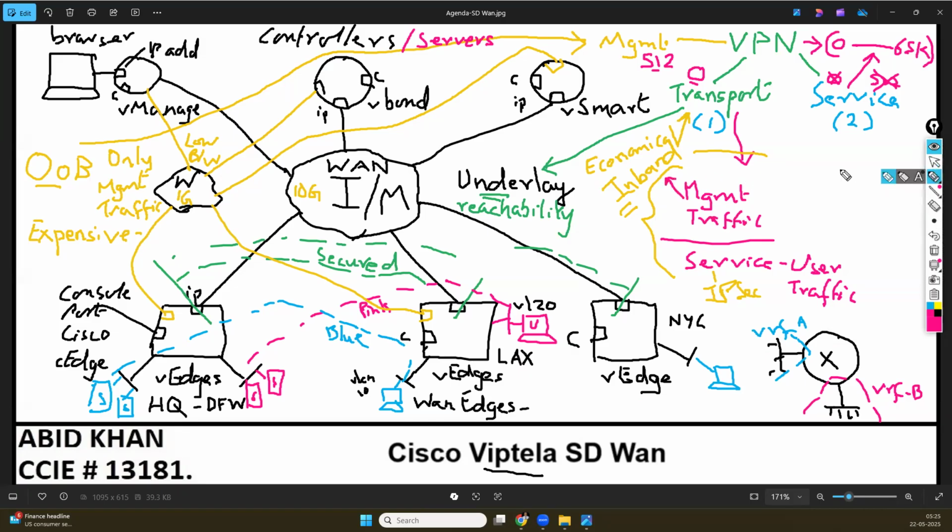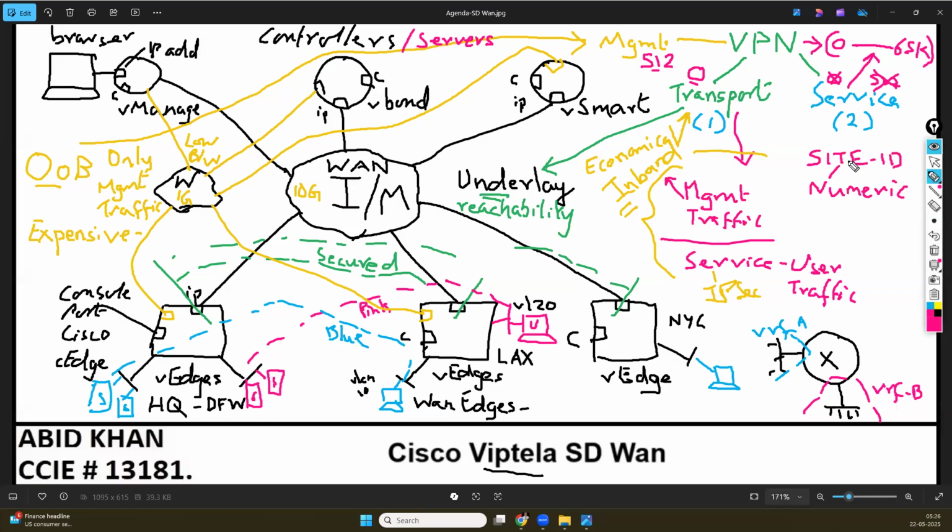We have now another term. It is called as what? Site ID. We have one more term which is called as what? Site ID. And site ID is also what? Numeric. So every location needs to be identified by a site ID. Every component in Cisco Viptela SD-WAN will belong to some site.